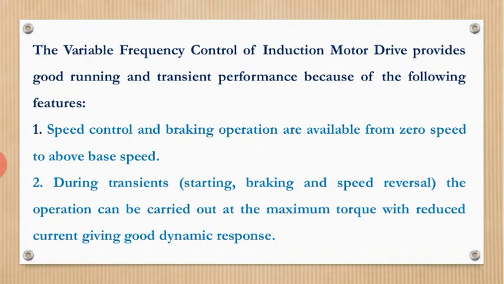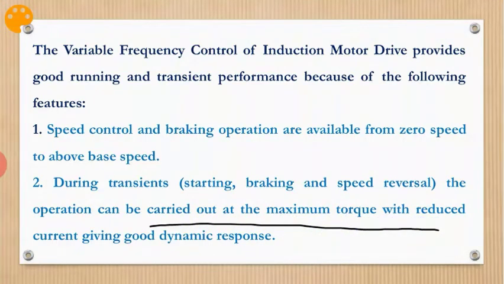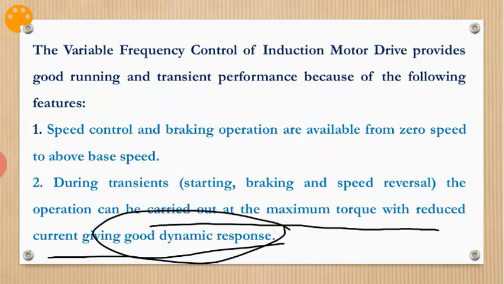If you change the speed of an induction motor by reducing the voltage in stator voltage control, the torque capability is reduced. But here in variable frequency control, during the transient operations, starting, braking and speed reversal, we can carry it out at the maximum torque. Please note it, carried out at the maximum torque with reduced current giving good dynamic response. Hence the dynamic response is very good in this variable frequency control.